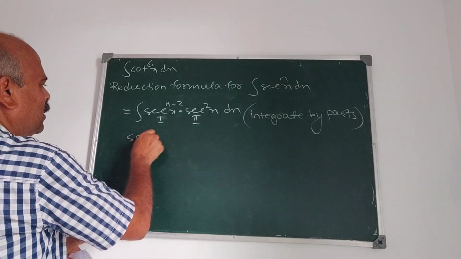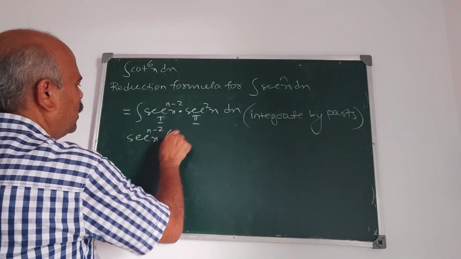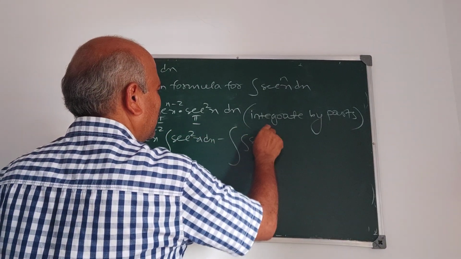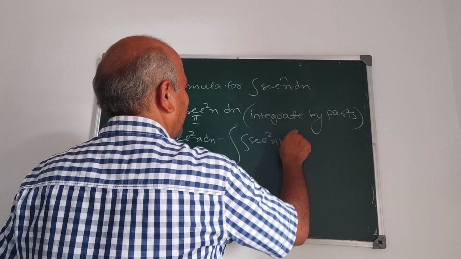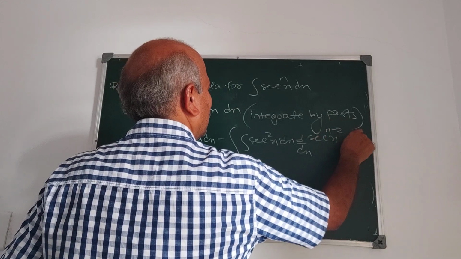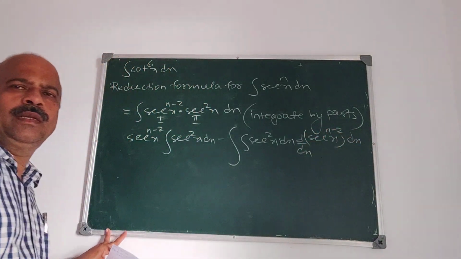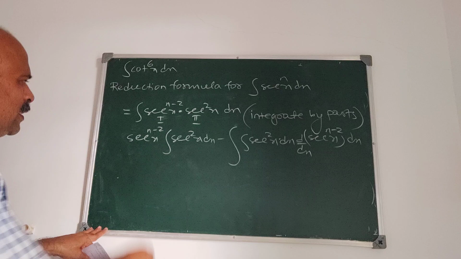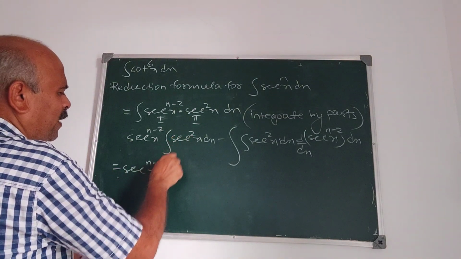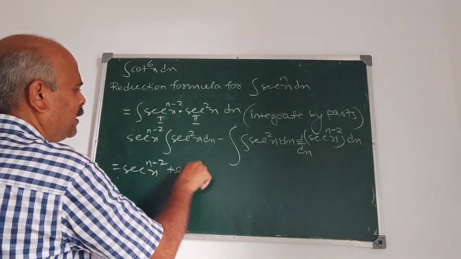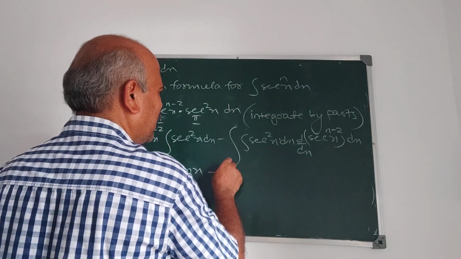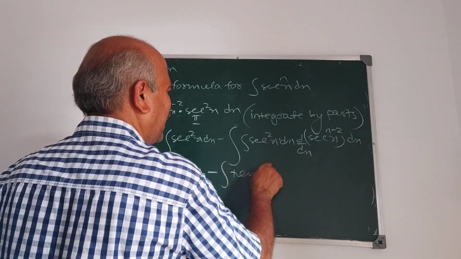First function is sec x raised to n minus 2, integration of secant square x, minus integration of secant square x into d by dx of sec x raised to n minus 2 with respect to x. This is called integration by parts. Now this secant square x integration is standard, it is tan x. Secant square x integration is tan x minus integration of tan x.